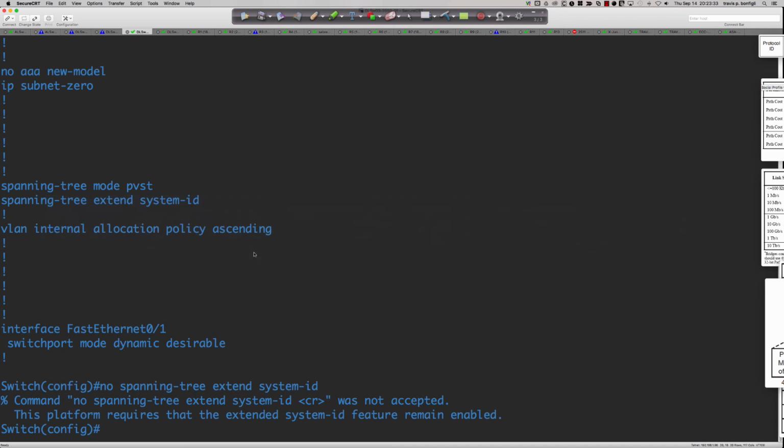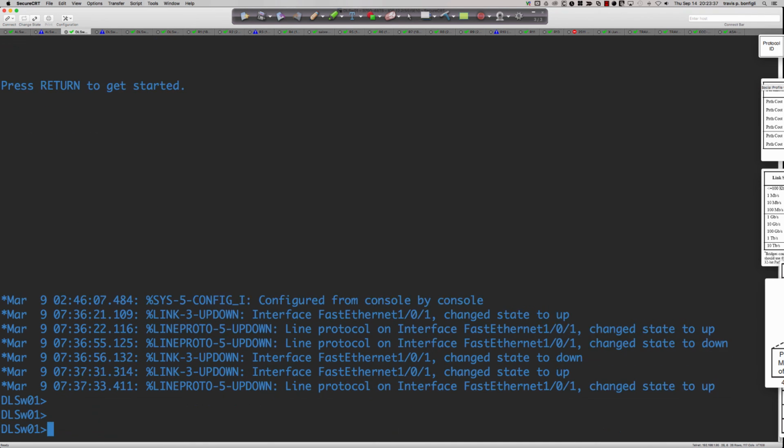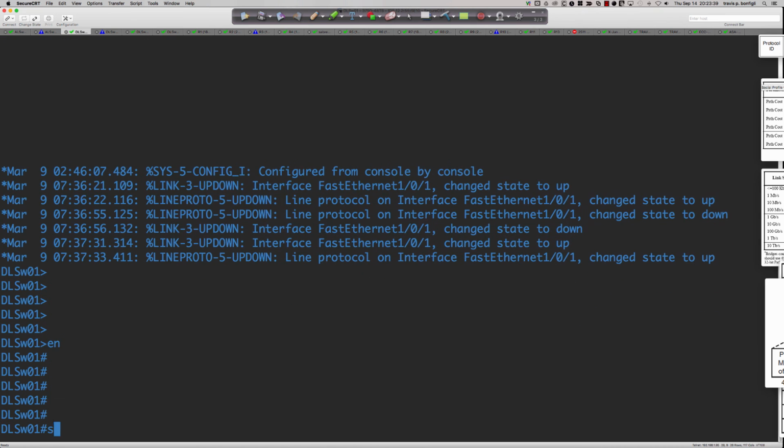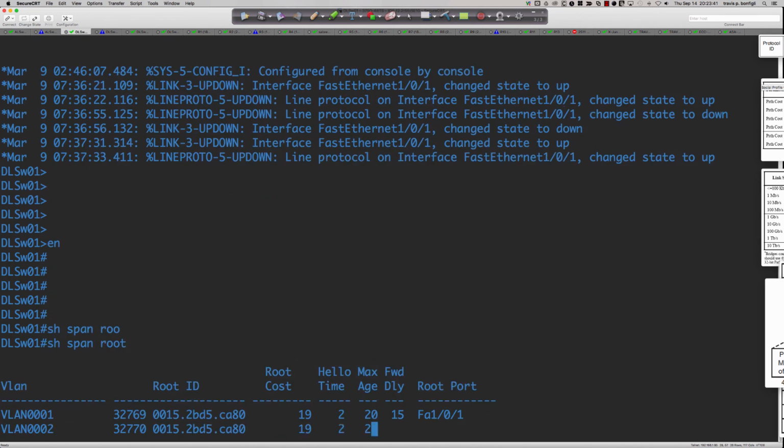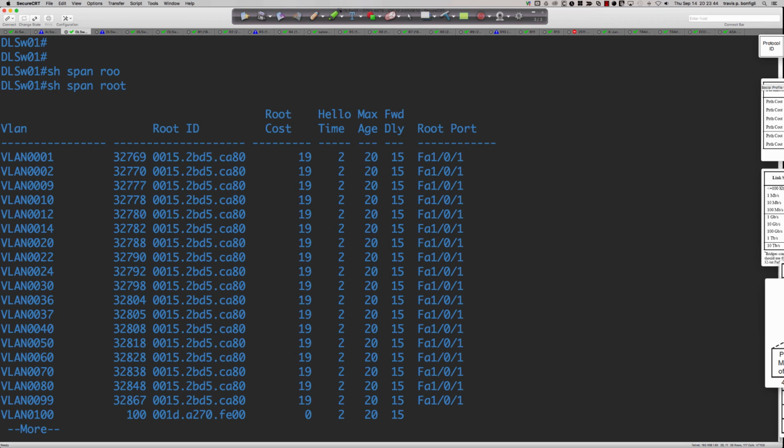This is one of my go-to commands when I'm working with spanning tree, and I believe there's some spanning tree that should be here. So show spanning tree root. And that is the command that I love the most, because it shows me the VLANs that are configured. It shows me the root ID or the bridge ID.